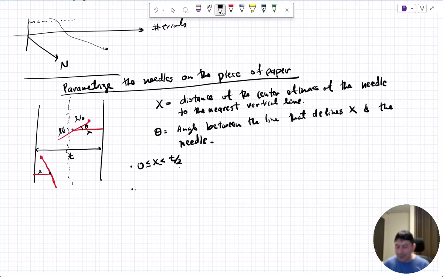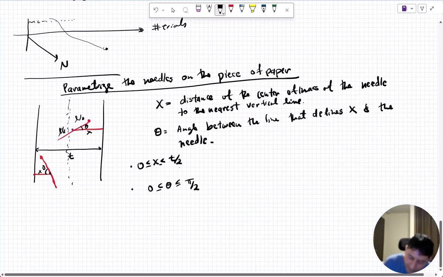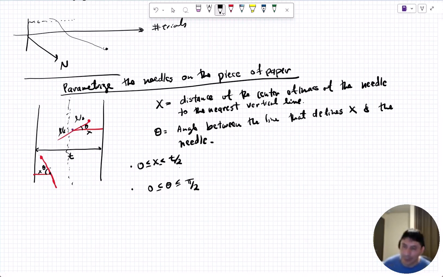By a similar argument, the value of theta is going to be between 0 and pi over 2, right? So these are the ranges of the random variables. But let's see why theta is between 0 and pi over 2. It obviously makes sense, but could theta be greater than pi over 2? Just remember how we defined the random variables.